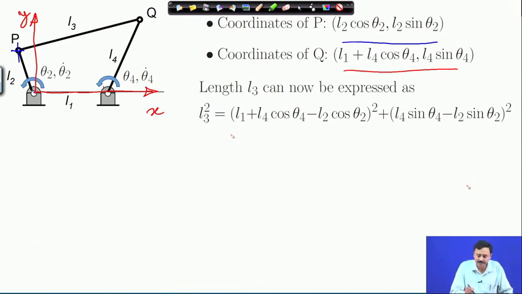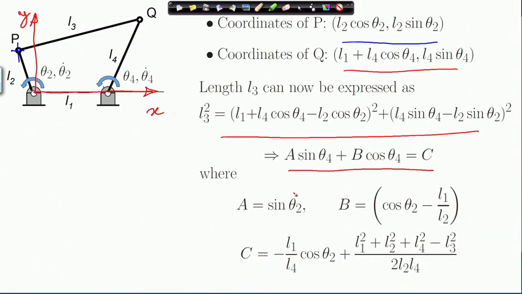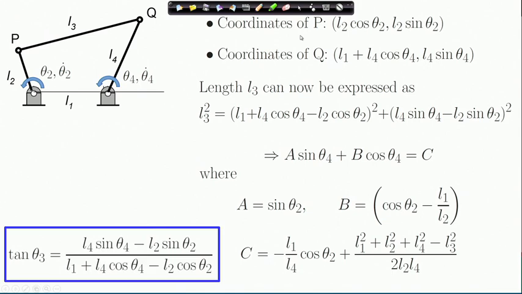So, the length of link 3 can be expressed in this form, and we have seen all these steps, so this expression can be rewritten in this form, A sin theta 4 plus B cos theta 4 equal to C, where A, B, C are completely known because theta 2 is known. So, this was the displacement analysis problem of finding theta 4 given theta 2. Now, for velocity analysis, what are we going to do? Here I have also written out the expression of theta 3 in terms of the coordinates of point P and Q, which we have seen before.